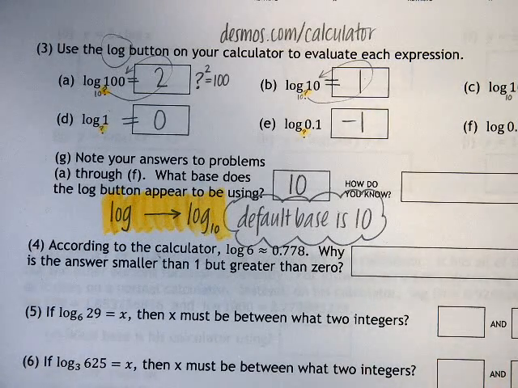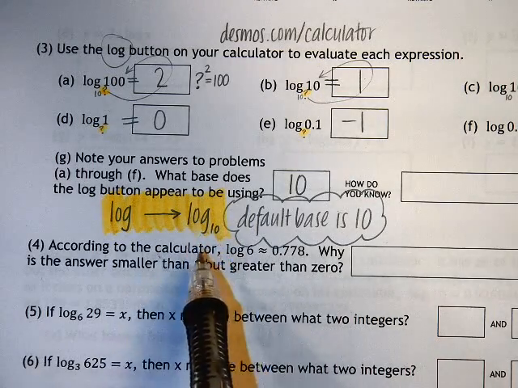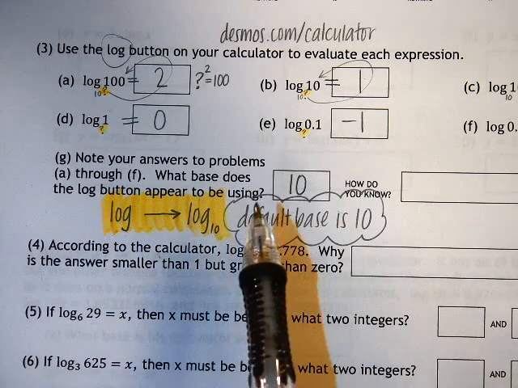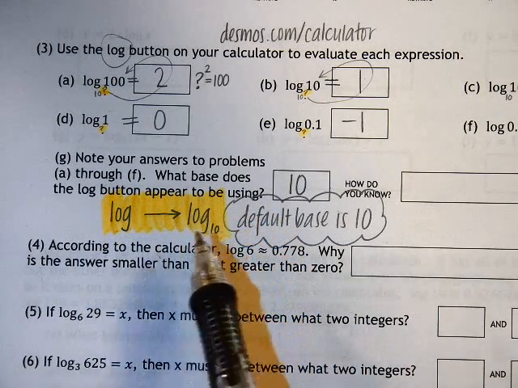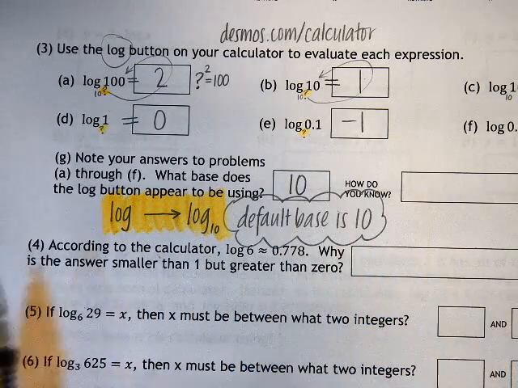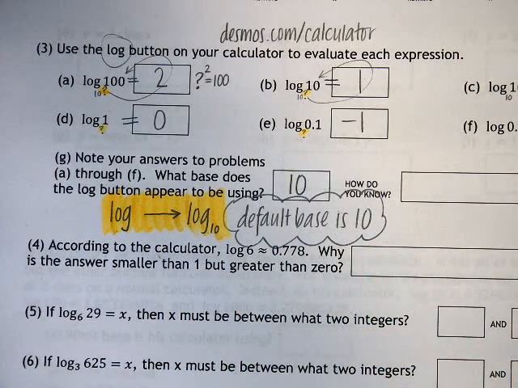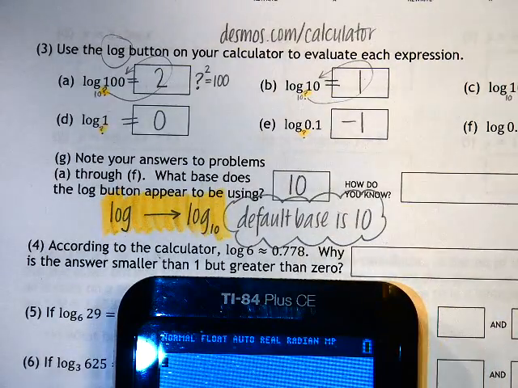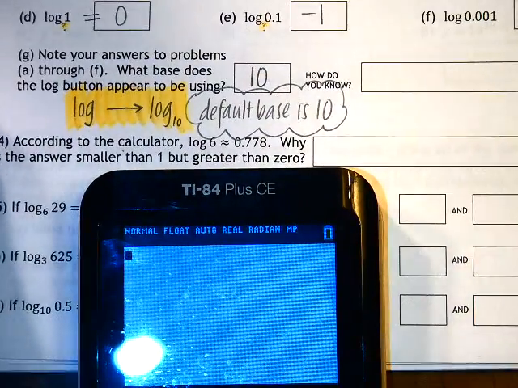So question number 4 is just asking us to think logically about why some of the answers that our calculator would give us make sense given what we now know. Namely that a log by default in the calculator is a log base 10, and that that's the base the calculator is using when it spits out all of its answers.